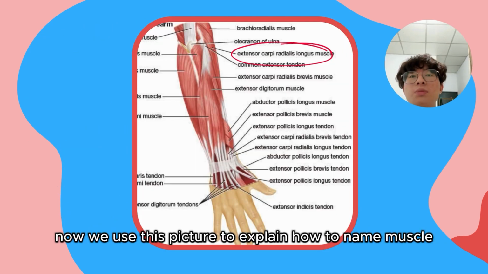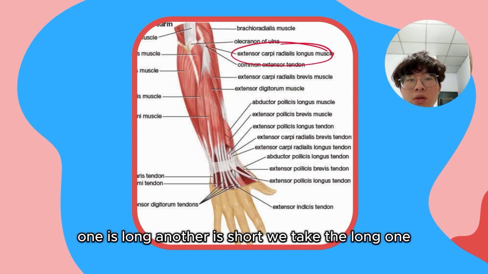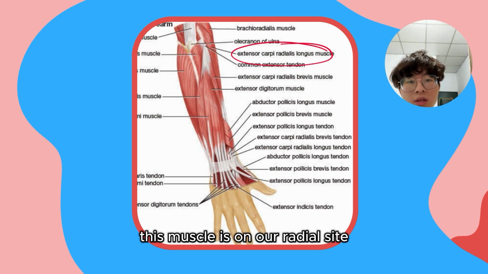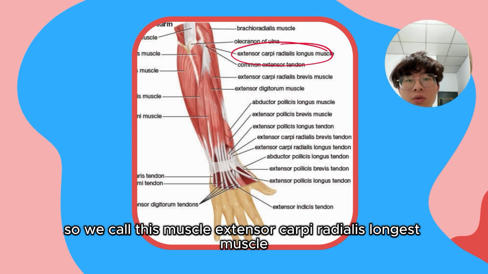Now we use this picture to explain how to name a muscle. Look at the red circle, and these two muscles. One is long, another is short. We take the long one. This muscle is on our radial side, and this muscle can make our carpus extend. So we call this muscle the extensor carpi radialis longus muscle.